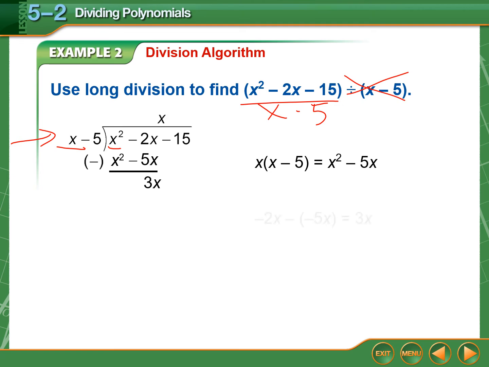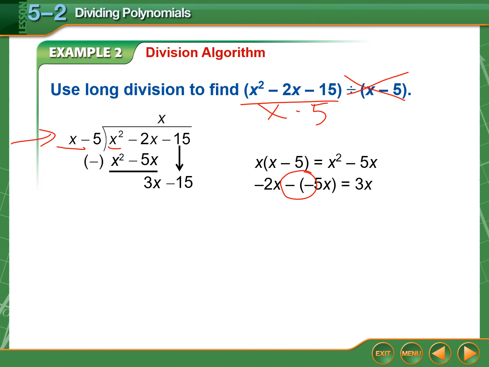That should be a 3x, because a negative and a negative will turn into a plus. So it'll be negative 2x plus 5x, which is 3x. Now what we did in the other problem, we brought down that 1. So we're going to bring down that negative 15.